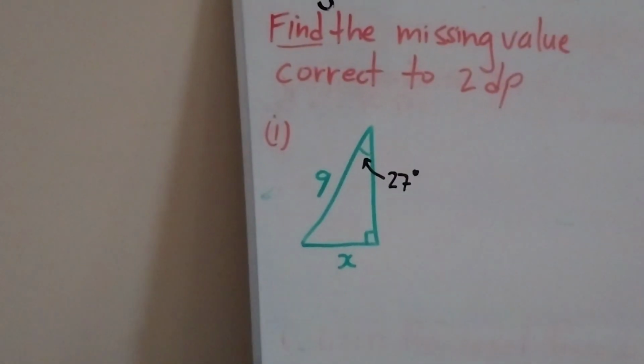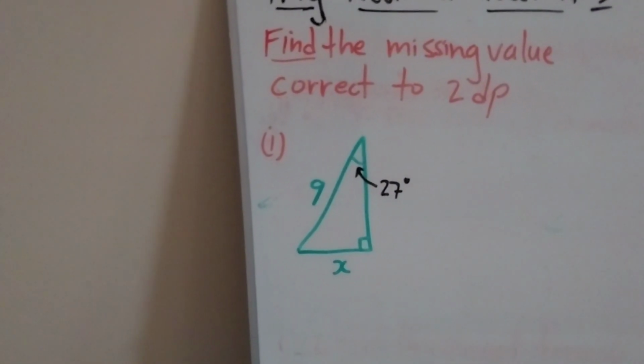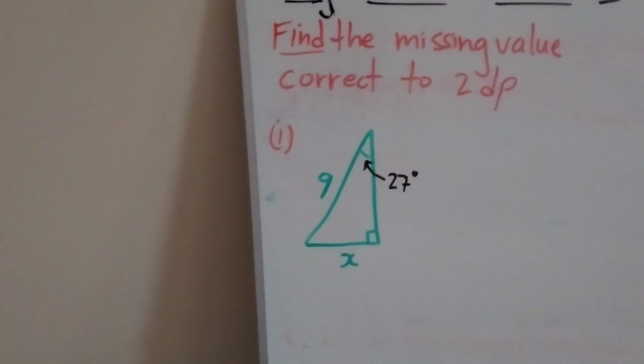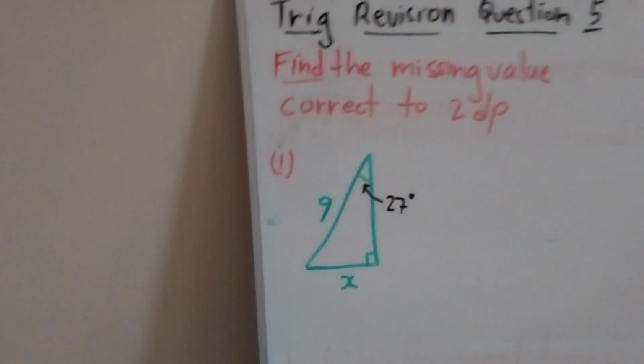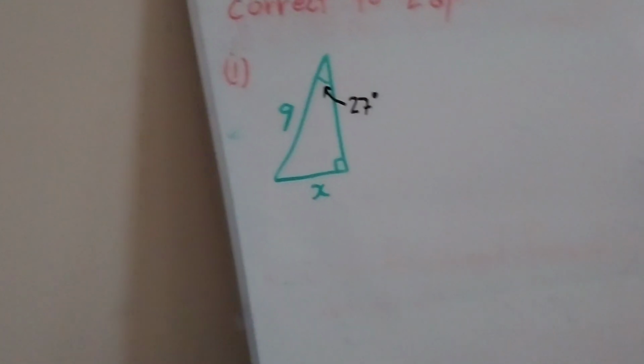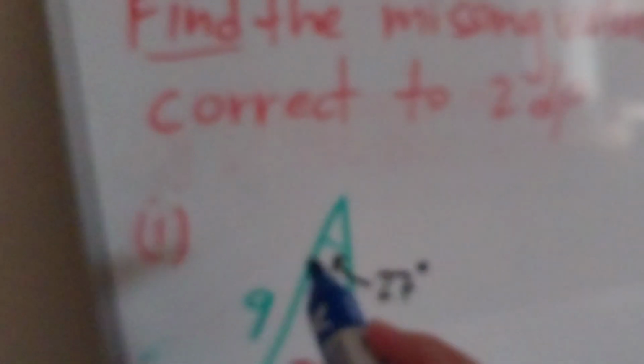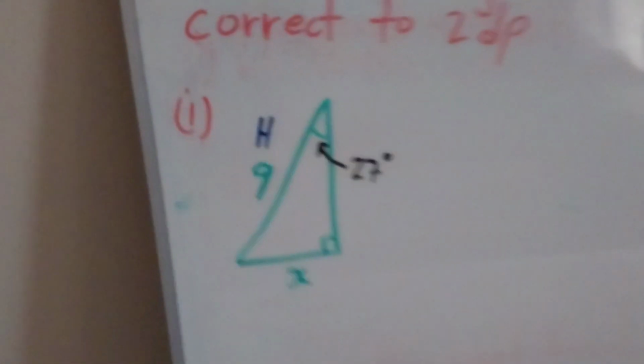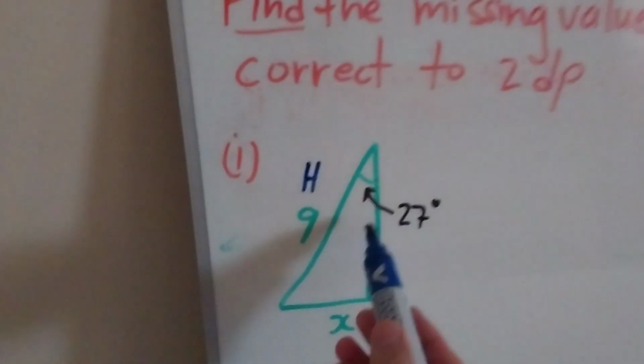So it could have been any alphabet. It could have been x, it could have been b, it could have been m. Now the first thing is labeling the sides correctly. Which one is the hypotenuse? The longest one. So that's your h, your hypotenuse. Now that's your angle of concern.